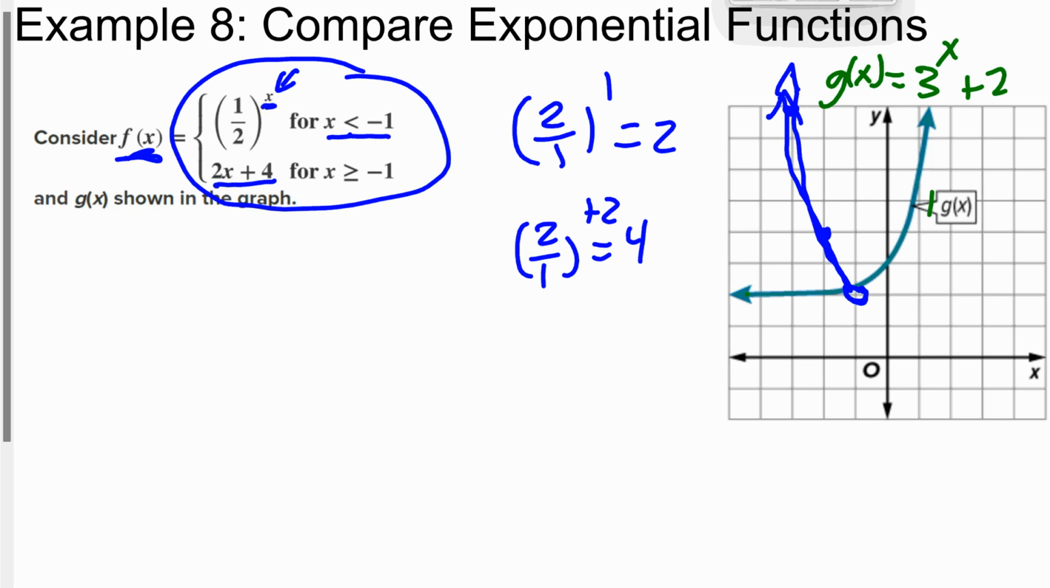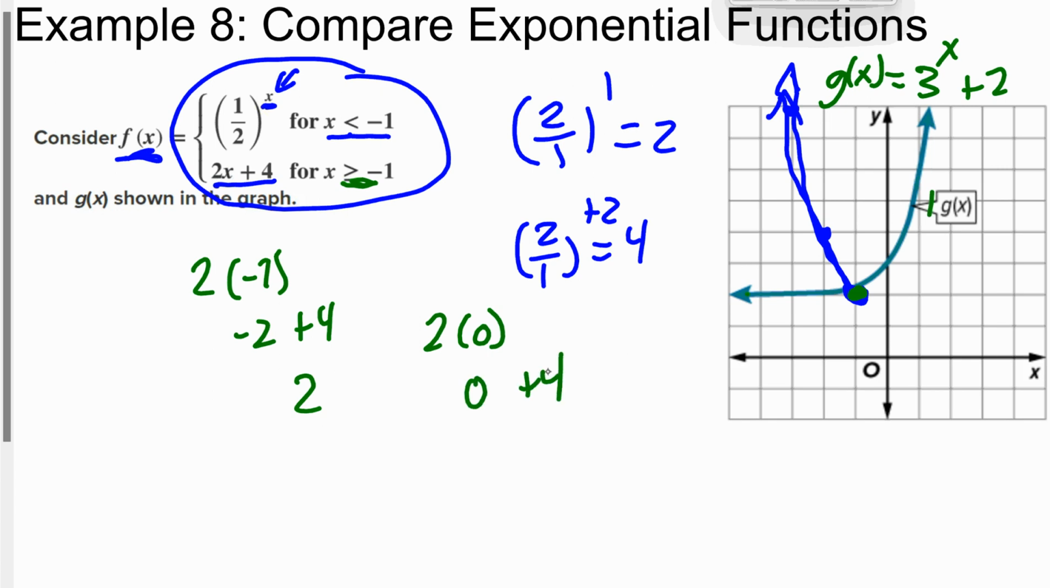Then we have a linear for anything -1 and greater. So I can plug in -1. -1 times 2 is -2. -2 plus 4 is +2. So it does hit that point right there. And then we can plug in 0. So 0 times 2 is 0. 0 plus 4 is 4. 1, 2, 3, 4. Plug in 1. 2 times 1 is 2. 2 plus 4 is 6. So 1, 2, 3, 4, 5, 6. And it just keeps on going, right? Because it's linear. So it looks like that.